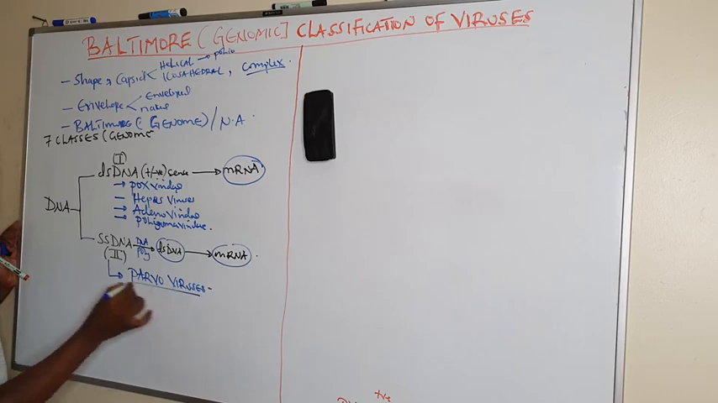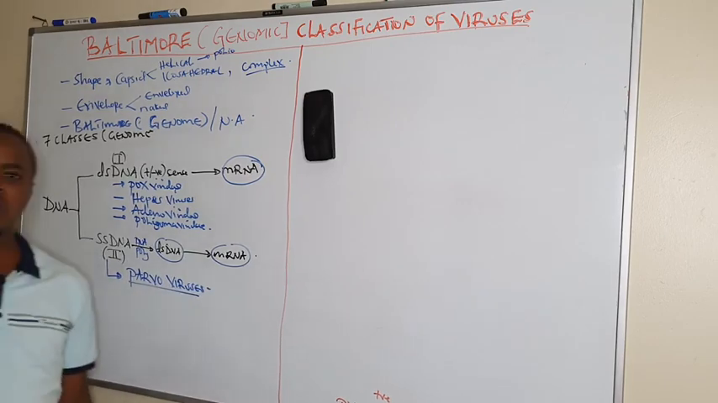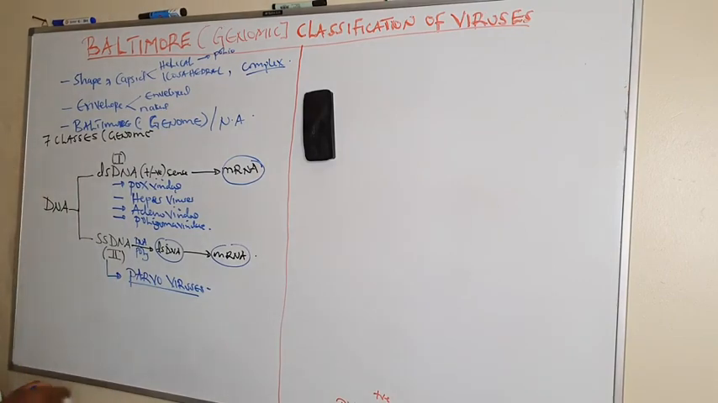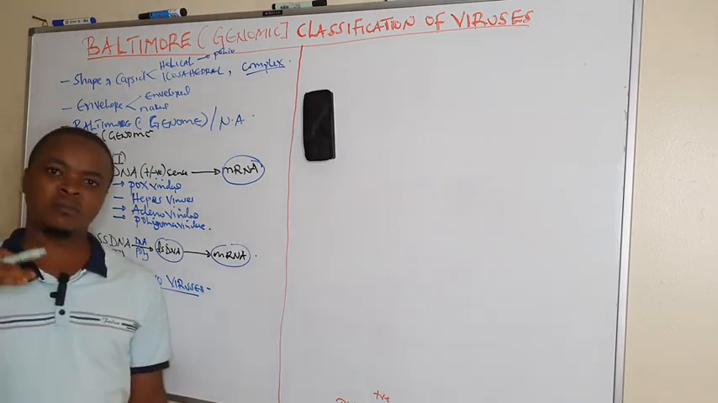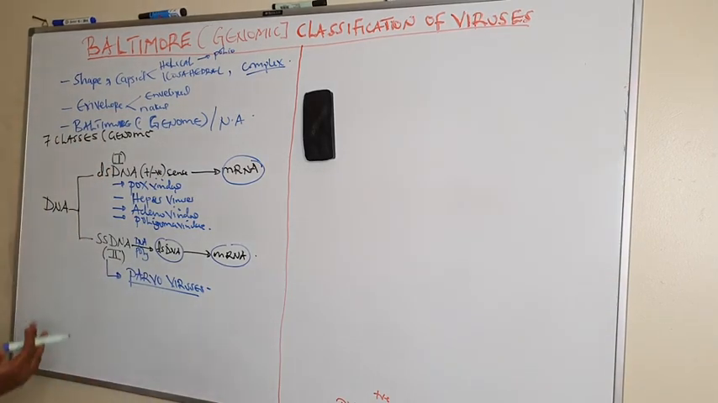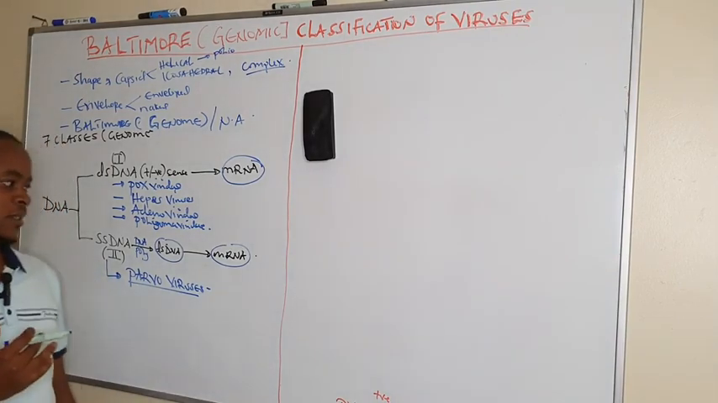This is the only example which we have under single-stranded DNA. And these do not commonly affect human beings. They majorly affect insects and other animals, so they are not of much clinical importance.